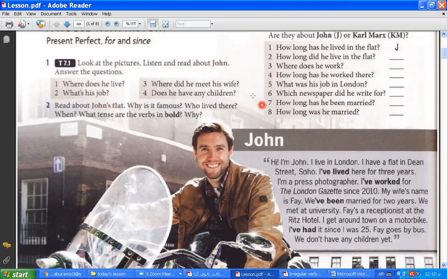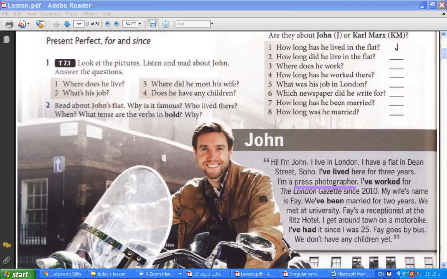What's the meaning of press photographer? Press photographer means a photographer for the press. Yes, thanks, Sarah. He has a camera, takes photos, and posts them in newspapers. Number 3, Rawan. Where did he meet his wife? He met his wife at university. At university, not at school, not at work. Thanks.